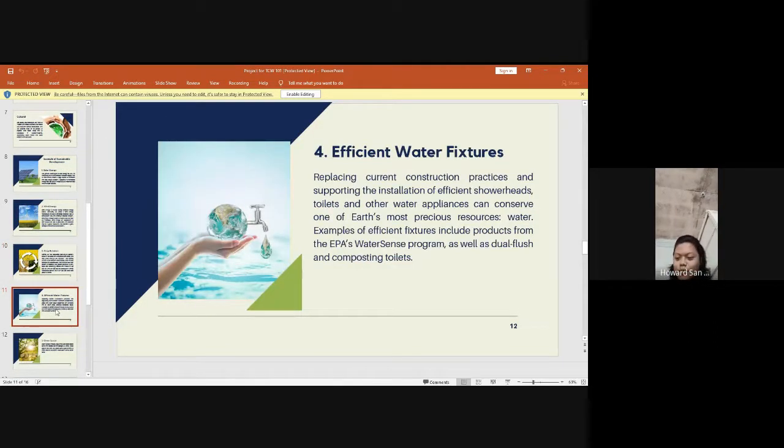Efficient water fixture. Ito ang pamamaraan na maaaring gawing kapalit ng mga nakasadyang pamamaraan noon. Sa pamamagitan ng paggamit ng efficient shower heads, toilets, at iba pang kagamitan na maaaring mag-conserve ng isa sa pinakamahalagang resources ng mundo. Yun po yung tubig.